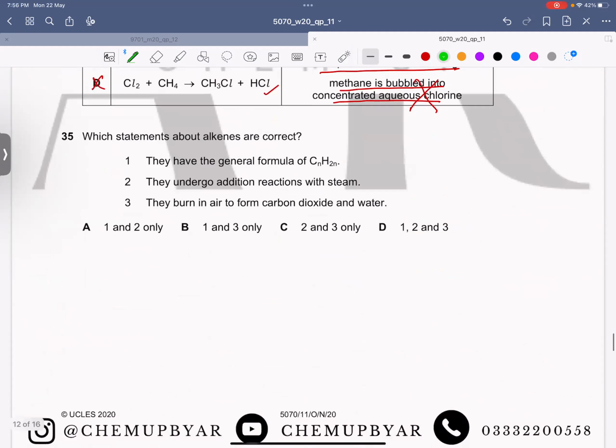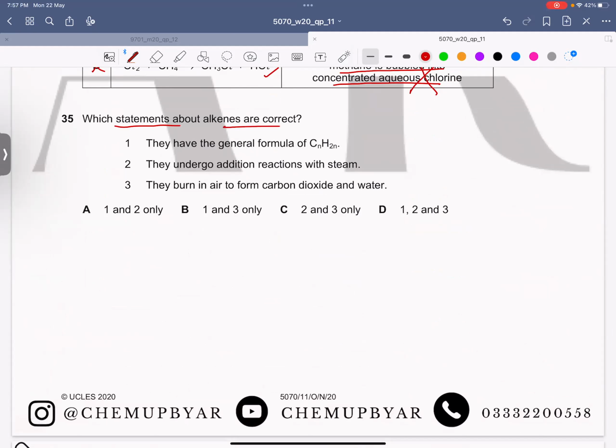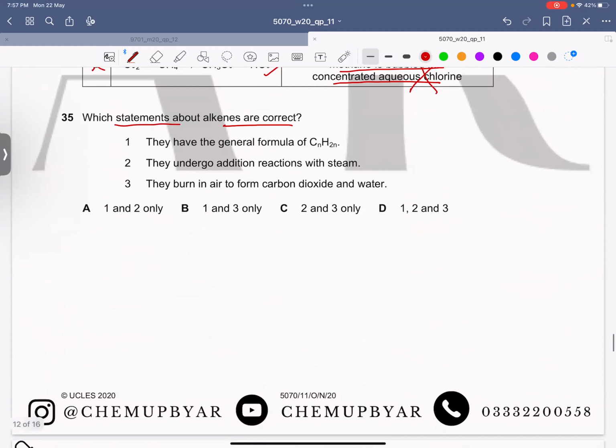Now, which statements about alkenes are correct? Alkenes having a carbon-carbon double bond, and if you recall, their general formula is CnH2n. So they have a general formula of CnH2n, correct. They undergo addition reaction with steam, yes, forms alcohols. This is also correct. They burn in air to form carbon dioxide and water. Yes, this is also correct.